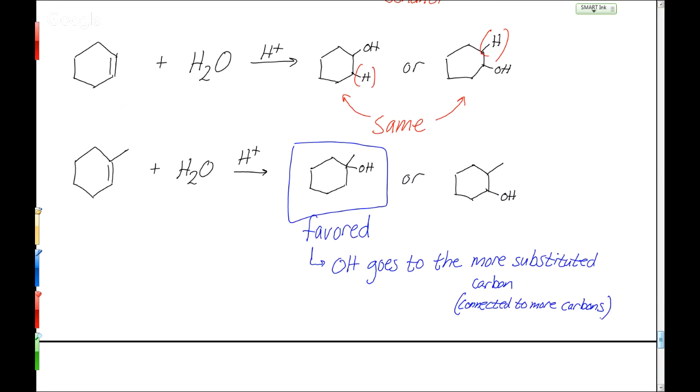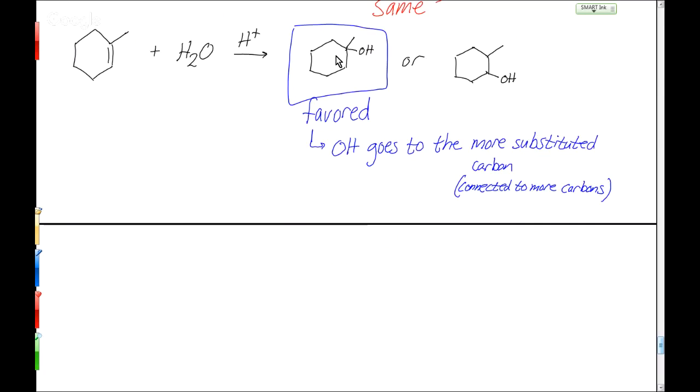So substituted for hydrogen. So if you're looking at something like this and you want to decide where that OH goes, you say, okay, this carbon has 3 carbons that it's connected to. This one has 2 that it's connected to. So the OH is going to go on this one because it's connected to more other carbons. And that's what we see here. So let's try that.